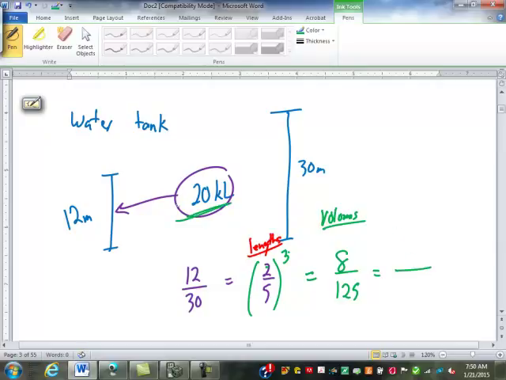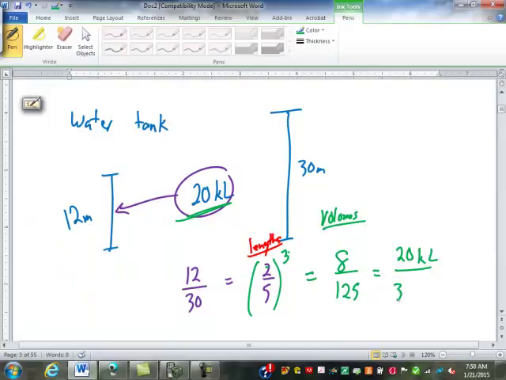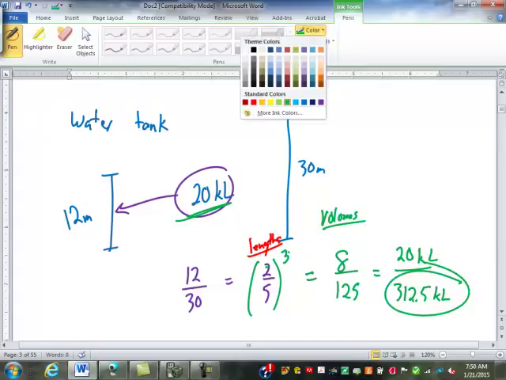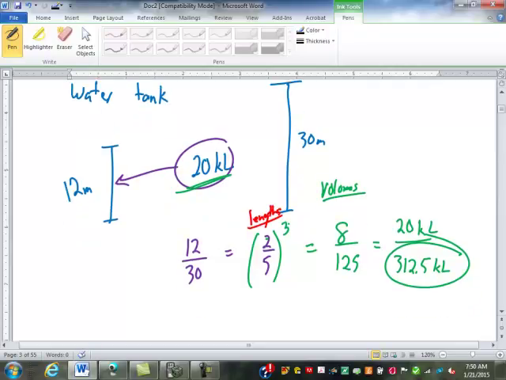Where's the 20 kiloliters go? Is that with the smaller tank or the bigger tank? Smaller. So you'll cross multiply and divide. 20 times 125 divided by 8 gives us 312.5 kiloliters. So you can see there we run into a volume. Okay. Any questions so far?